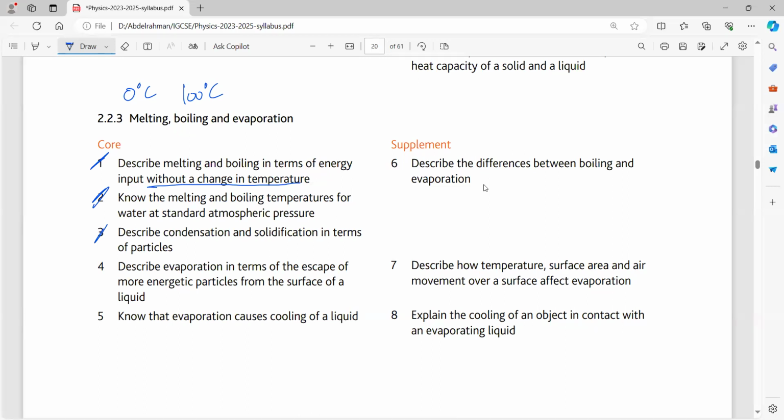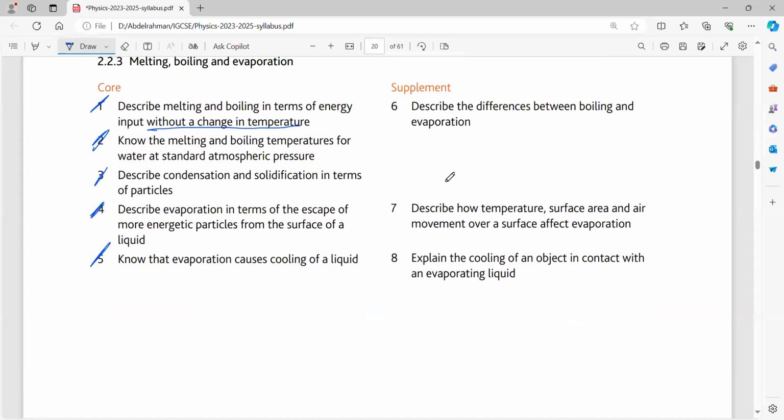Describe evaporation. We know evaporation and what it causes. What happens in evaporation? The most energetic molecules escape from the surface, leaving behind the least energetic molecules, causing the average temperature of the liquid to decrease, a cooling effect. How does it cause the average temperature to decrease? Because the average kinetic energy of the molecules decreases, because the most energetic molecules have now escaped. That's it, this is evaporation.